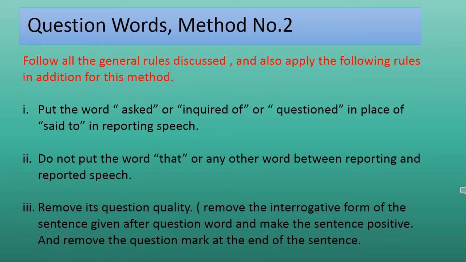Question word, method number 2. Follow all the general rules discussed, and also apply the following rules in addition for this method. Put the word asked, or inquired of, or questioned in place of said to in the reporting speech. Do not put the word that or any other word between reporting and reported speech. Remove its question quality. Remove the interrogative form of the sentence given after the question word and make the sentence positive, and remove the question mark at the end of the sentence.